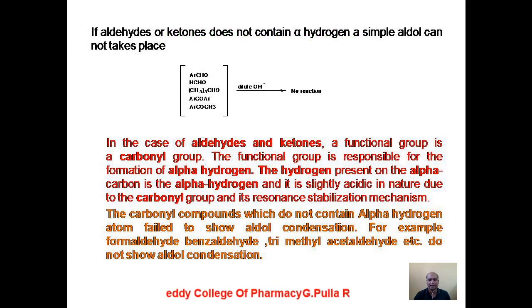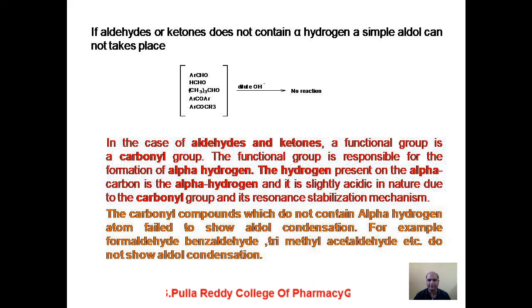If aldehydes or ketones do not contain alpha hydrogen, a simple aldol cannot take place. So remember the point, if either aldehydes or ketones do not contain any alpha hydrogen in their structure, then it is not going to give you an aldol product. You can see the structure also. Different aldehydes we have used, aromatic aldehyde, formaldehyde; aromatic aldehyde is nothing but benzaldehyde, and so on. In aldehydes and ketones, the functional group is a carbonyl group. The functional group is responsible for the formation of alpha hydrogen.